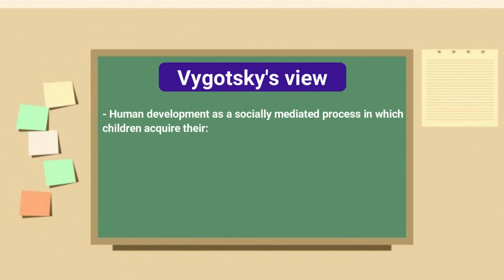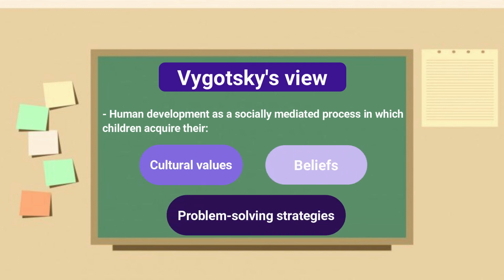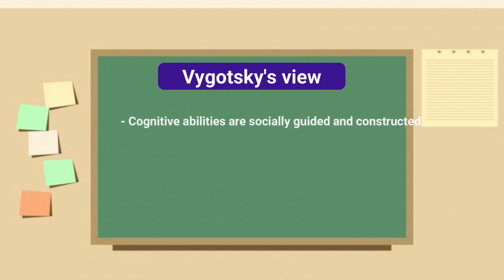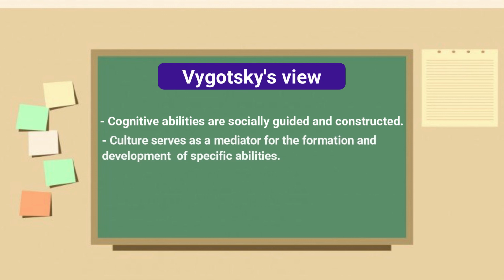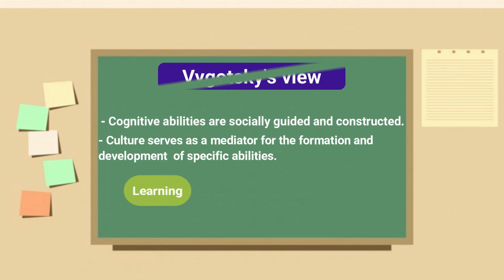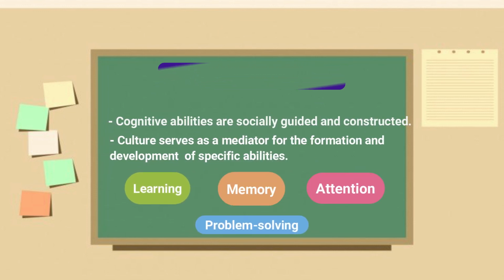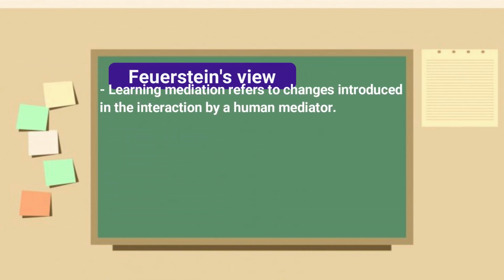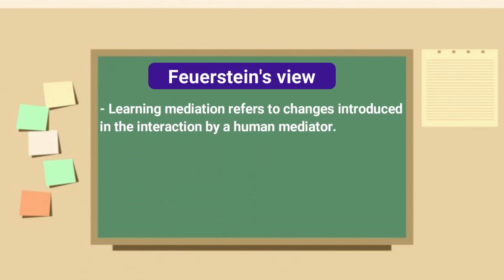Vygotsky sees human development as a socially mediated process in which children acquire their cultural values, beliefs, and problem-solving strategies through collaborative dialogues with more knowledgeable members of society. He argues that cognitive abilities are socially guided and constructed. As such, culture serves as a mediator for the formation and development of specific abilities such as learning, memory, attention, and problem-solving.